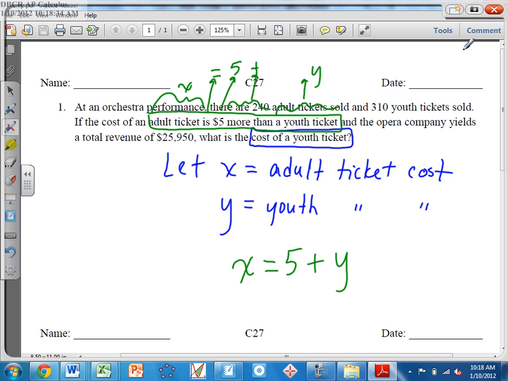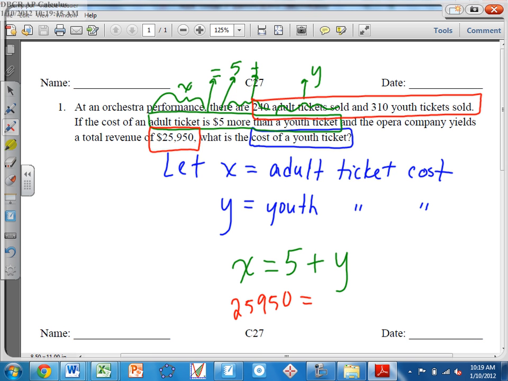Now, we also know that there are 240 adult tickets sold and 310 youth tickets sold. And we also know that the cost is $25,950. All right, I might got another equation. What do you got? All right, so 25,950 equals X plus what? Close. Equals X. What does X represent? Equals X plus. Just answer the question.